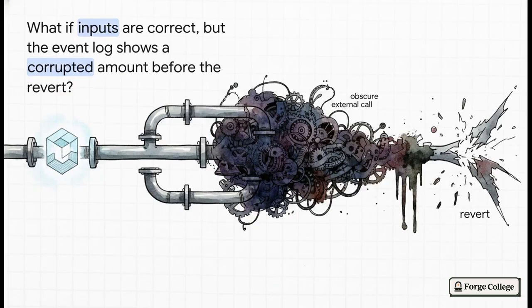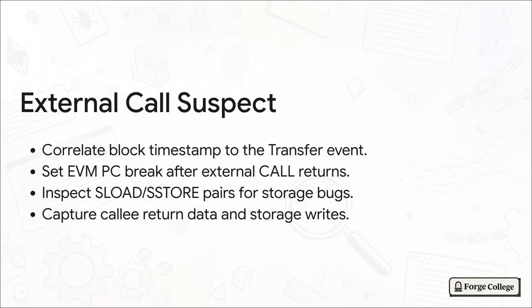But wait, what if the plot thickens? What if your entry snapshot is perfectly fine? The math looks solid, but the final emitted transfer event is completely corrupted right before the revert. Well, if your inputs are clean, but the output is poisoned, that means the mutation happened somewhere in the obscure middle, very likely during an external call to another contract. And this brilliantly illustrates exactly when you need to drop down to your EVM program counter mapping.